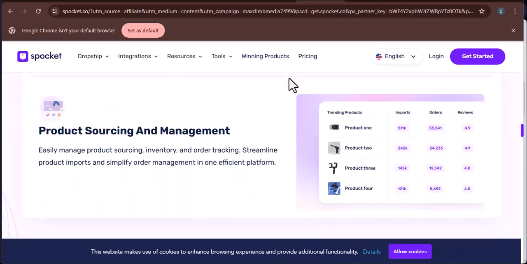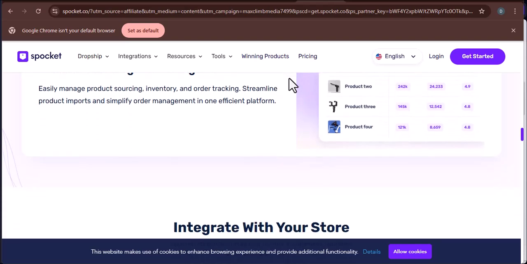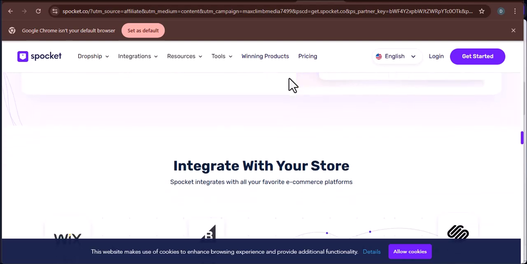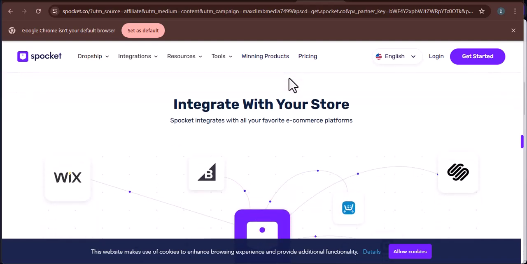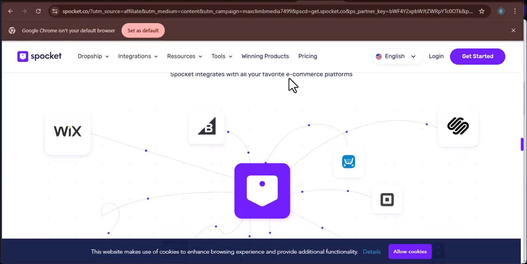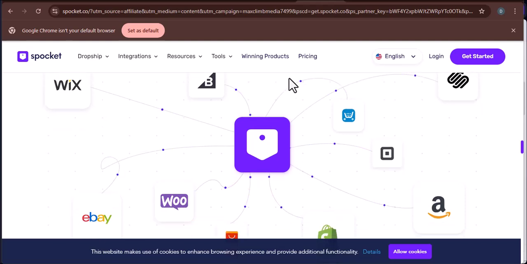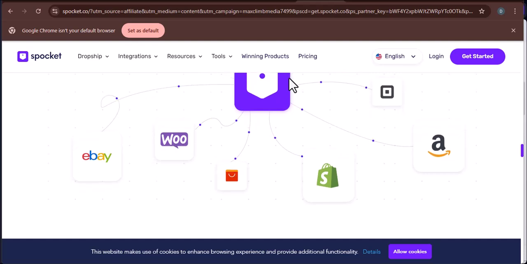Beyond direct product comparisons, Spocket helps you understand the feasibility of competing. If you find a fantastic product through Spocket, but then discover that all your competitors are selling it for significantly less, and you can't match their pricing even with Spocket's wholesale options, it might be a sign to pivot or differentiate in other ways. Conversely, if you can source a product at a competitive price through Spocket and offer a unique value proposition, you're in a strong position.